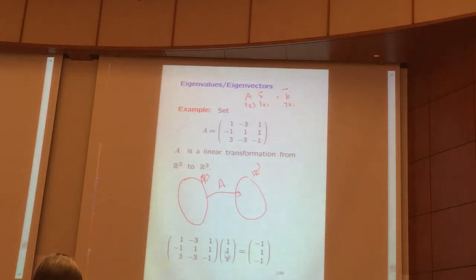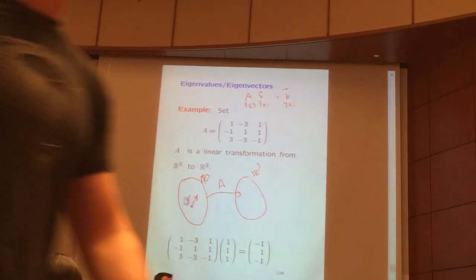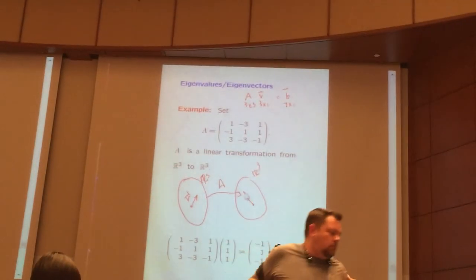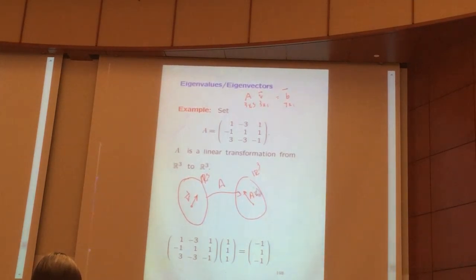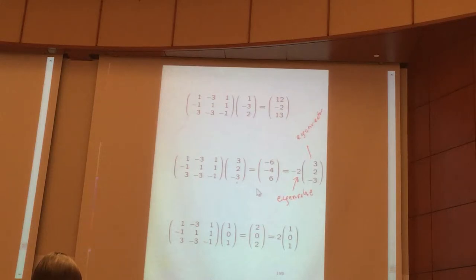You multiply it on the right, which you have to, by a column vector. You can think of A as a function which maps this vector to this vector. Take a different vector here, you get a different vector over here. So A takes vectors here to vectors over here. I just worked this out: A takes that vector to that vector.